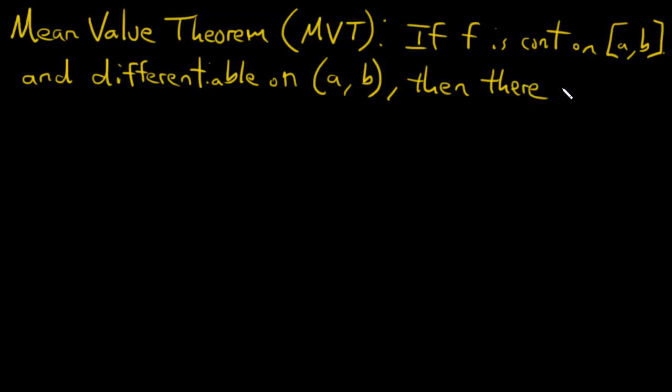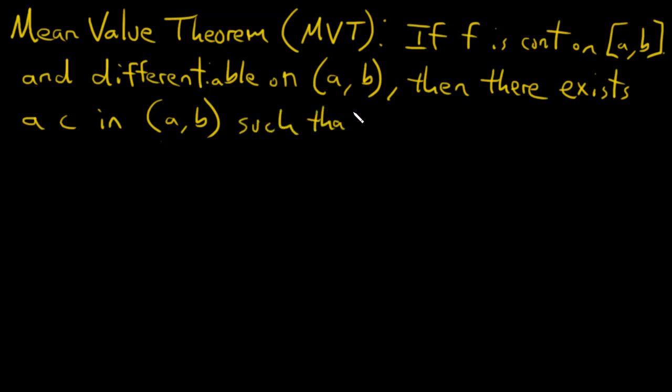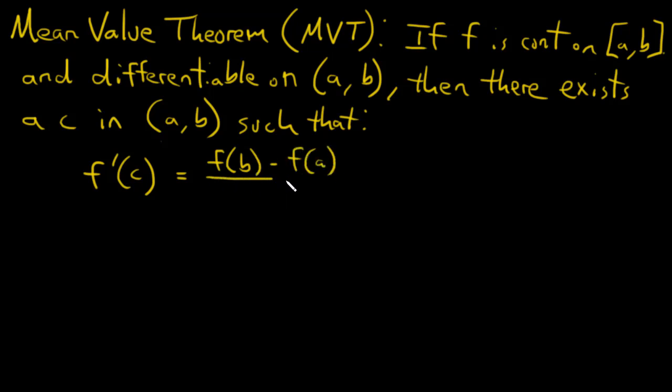So if it's continuous on [a, b] and differentiable on (a, b), all the points within, then there exists a c in the open interval (a, b). So somewhere between a and b there is a value c such that, all right, here we go: f prime at c equals f of b minus f of a over b minus a.